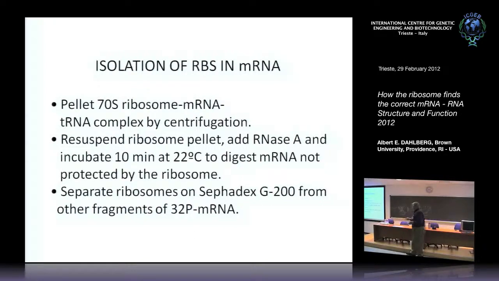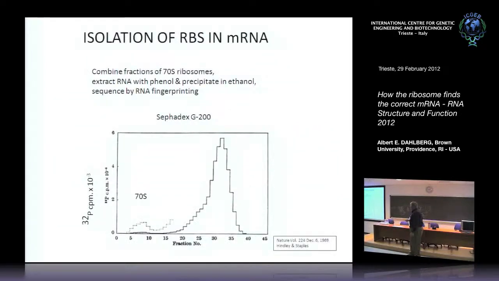And then they separated the ribosomes from the other fragments of the message by putting it through Sephadex. I don't know how many of you have used Sephadex, but it's a molecular sieve. It's like a ping pong ball with a lot of holes, so small particles get caught up in the ball, and the ribosomes move right through. And here you see the ribosomes moving right through, and everything else comes through later in the fractions. And then they sequenced what they had here.